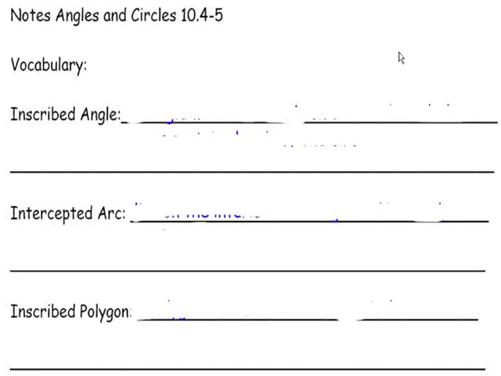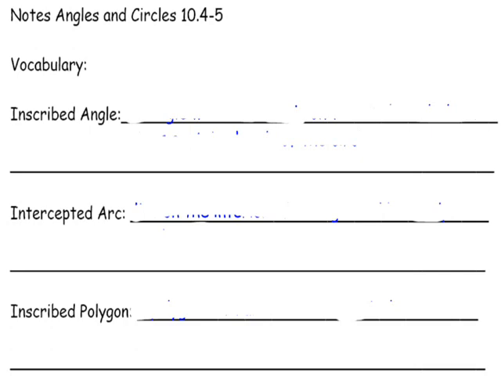Welcome to Notes 10.45. Today we are going to be talking about circles and the angles associated with them. And this is going to be fairly new to you, so make sure that you take good notes and work all the problems, and you should be in good shape.